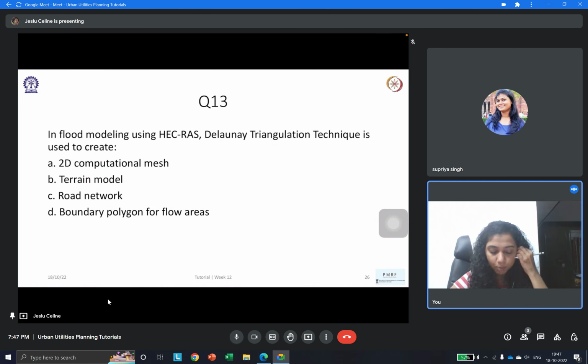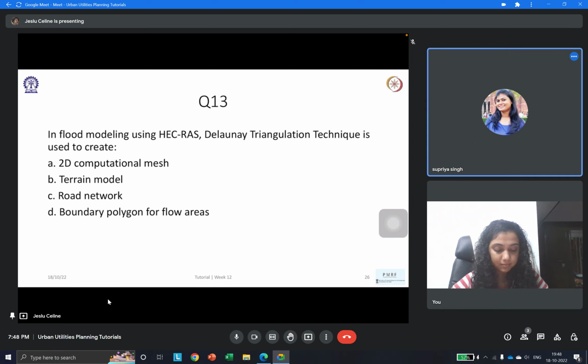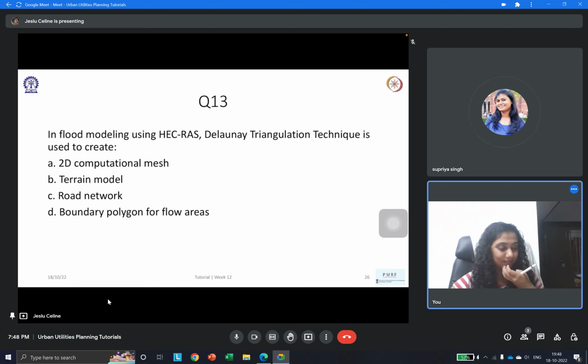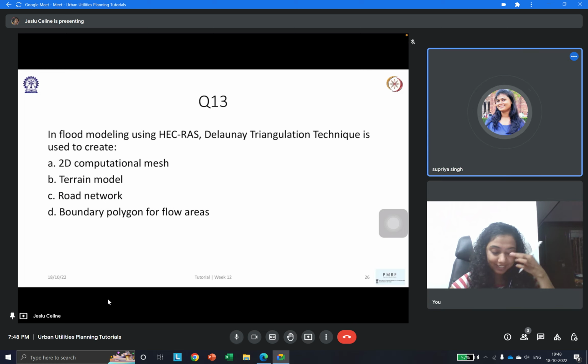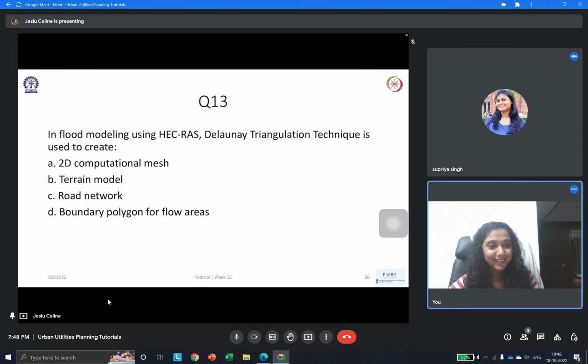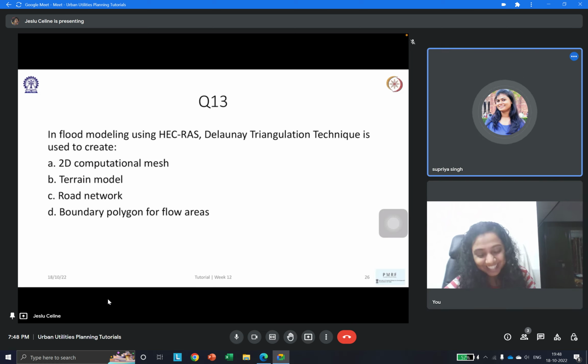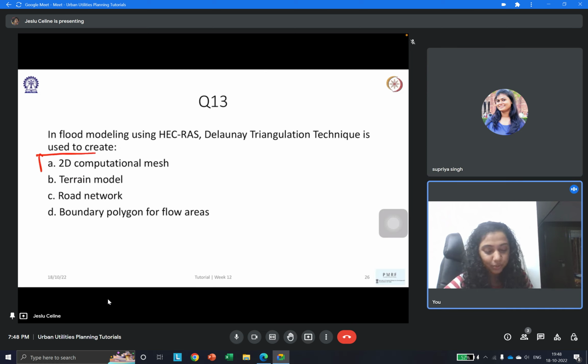In flood modeling using HEC-RAS, the Delaunay triangulation technique is used to create which of the following? It's again a bit more detailed. Boundary for flow areas, okay, a wild guess, I suppose. Okay, so the answer is a 2D computational mesh.